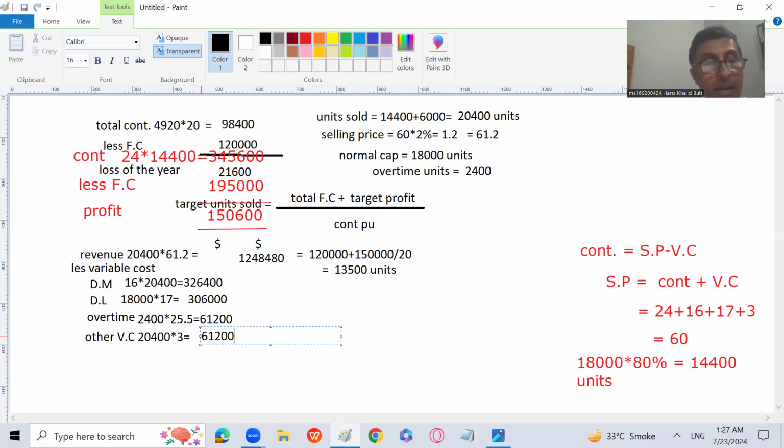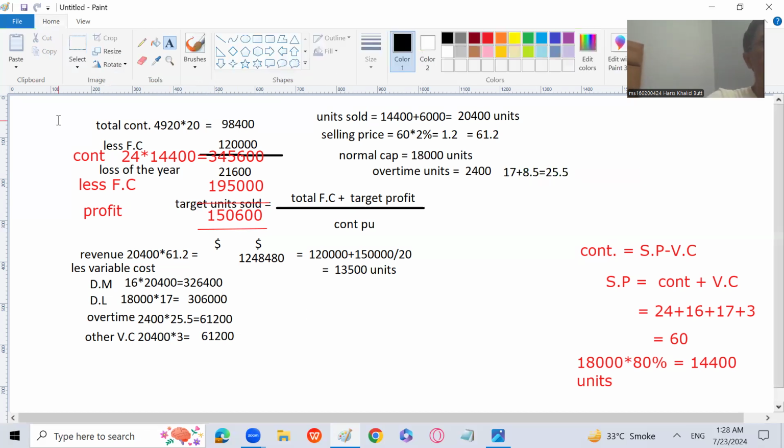Then direct labor is 18,000 into 7. That is the normal direct labor. And then overtime, which has a premium of 50% more that we have to pay, that is 17 plus, overtime units 2,400, and overtime pay rate is 17 plus 8.5, half of 17, that is 25. Multiply by 2,400, 61,200. Other variable cost is 20,400 multiplied by 3.